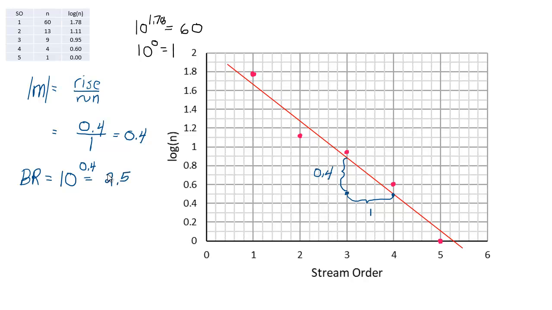Quite a very different answer than what I got before, right? But this is a much better estimate of the bifurcation ratio because I'm using a line here. Okay, now let me just show you another way to do this even more quickly that doesn't involve calculating these logs, and that is to use semi-log graph paper. So let me show you how that works.